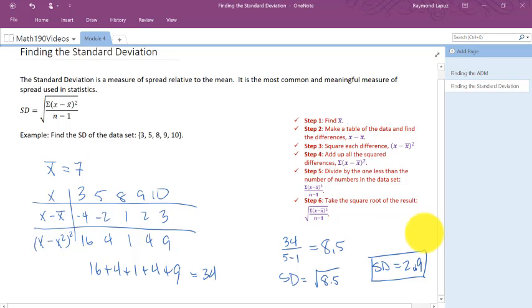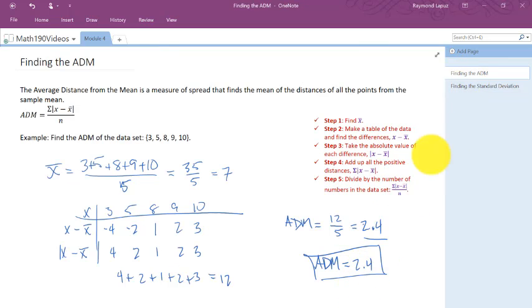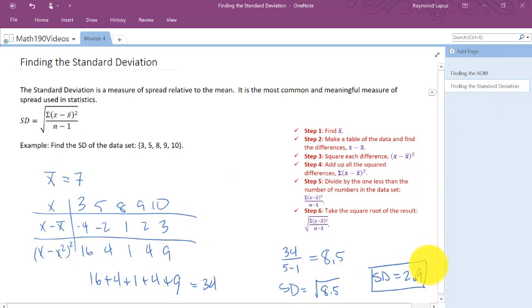The idea behind the standard deviation and the ADM is that they're a measure of spread about the mean, and they should be fairly close to each other. So for the ADM, we got 2.4. With standard deviation, we got 2.9. So I think those are good answers. And we've shown that the spread is about 2.9 for this small data set.